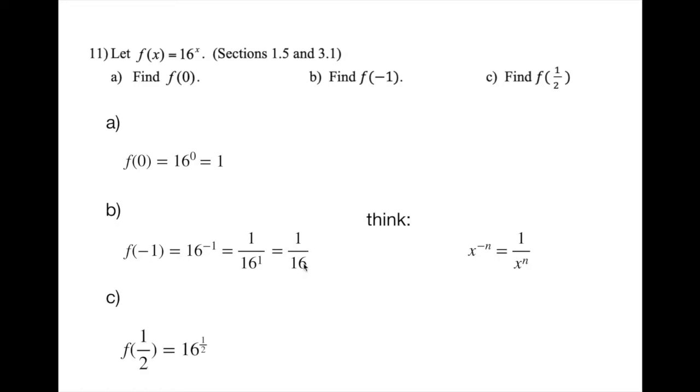And for C, when x equal to a half, your function will become 16 to the power of a half. And we don't really like this power of a half. Then we can use this formula here. X to the power of 1 over n will become the nth root of x. So here, power of 1 over 2 will become the second root of 16. And usually if it's 2 here, we don't really write it. So it's a square root of 16. Square root of 16 is just 4. So that's part C.